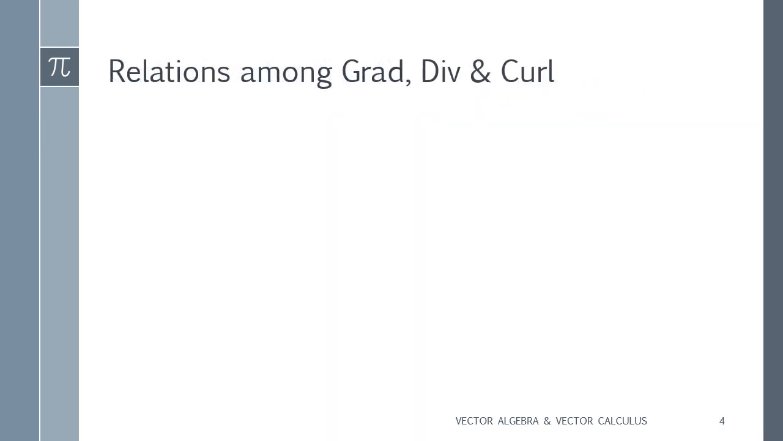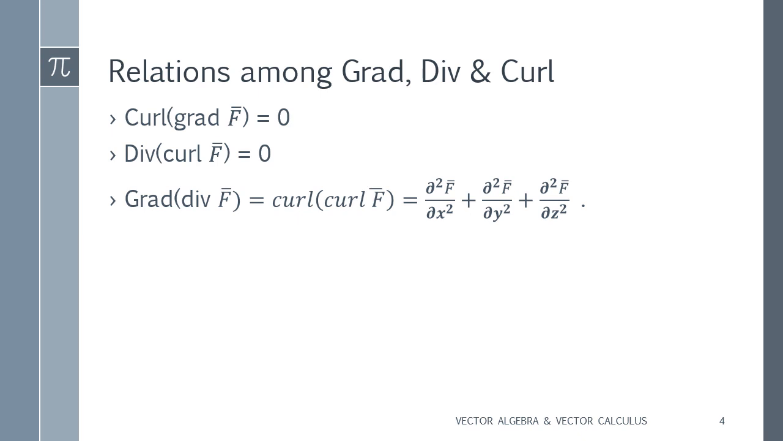Relations among gradient, divergence and curl. I have given some relations: the curl of gradient f will always be 0. This one is mathematically proved. Second one is the divergence of curl f will be 0. And the third one is the gradient of divergence, or else we can say the curl of curl f will be this one. This is the formula for both these functions.